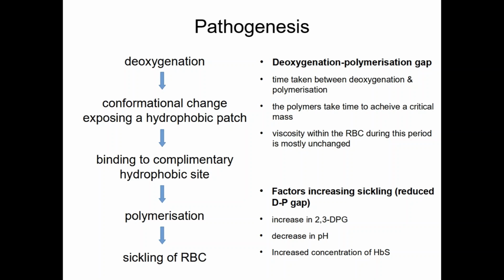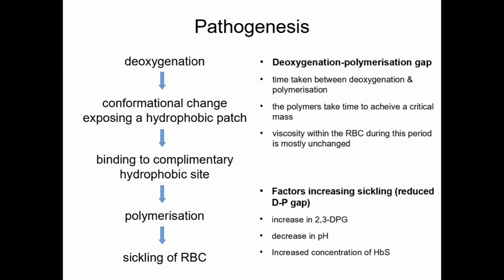Moving on to the mechanism of the disease, or the pathogenesis, what happens is whenever there is deoxygenation, there is a conformational change exposing a small area in the hemoglobin, that is the beta chain. This binds to a complementary site in another hemoglobin molecule, leading to polymerization. So when many beta chains bind to each other, a polymerization will happen. That polymerization is what leads to the sickle shape of the RBC.